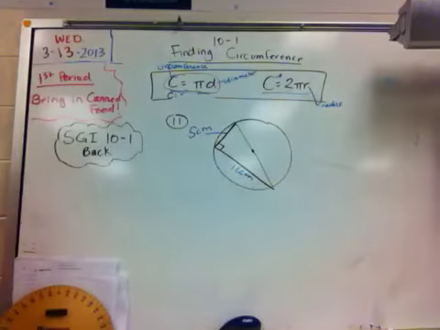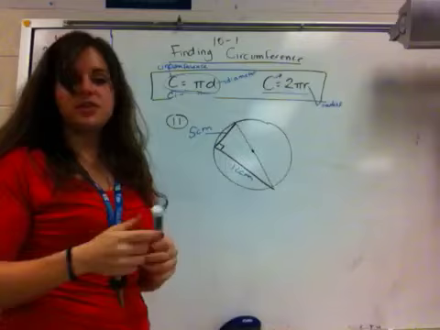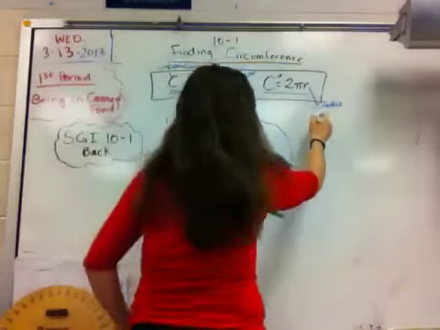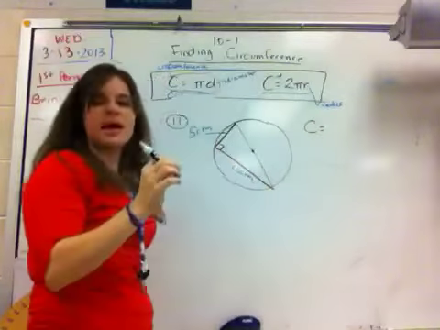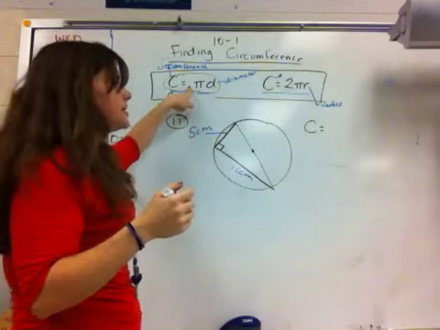Okay, what do your directions ask you for? Find the exact circumference of each circle. So if you see that keyword circumference, let's automatically think about, what do we know about circumference? C equals pi times d.